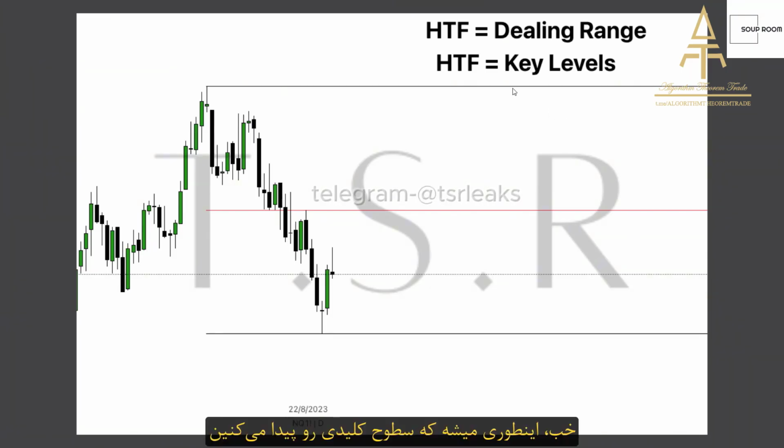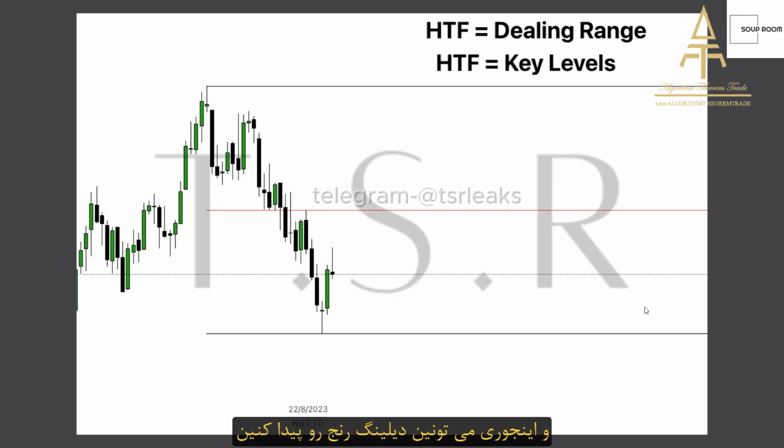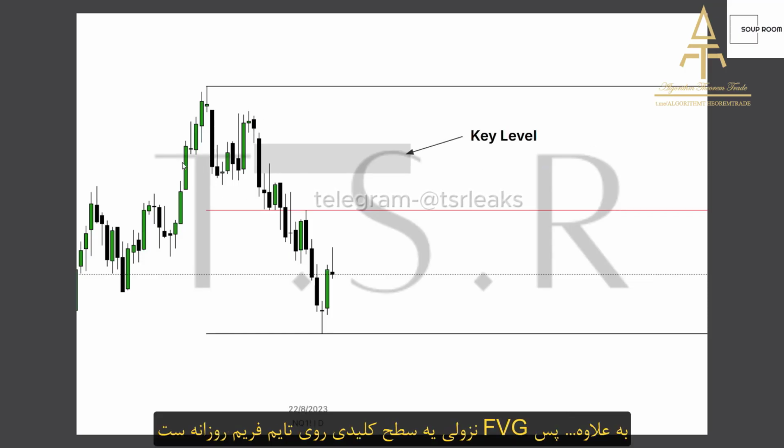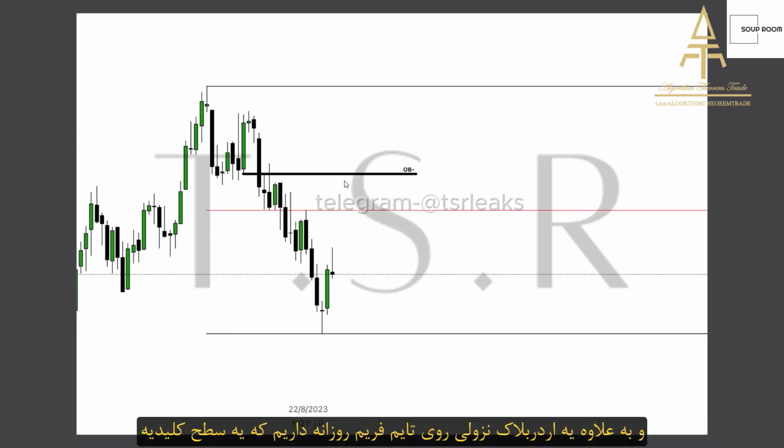Okay, so that's how you can find the key levels, and that's how you find the dealing range. As you can see, we have the bearish fair value gap right here. We also have, so the bearish fair value gap is a key level on the daily time frame, right here, daily. And we also have a bearish order block on the daily time frame, which is a key level.